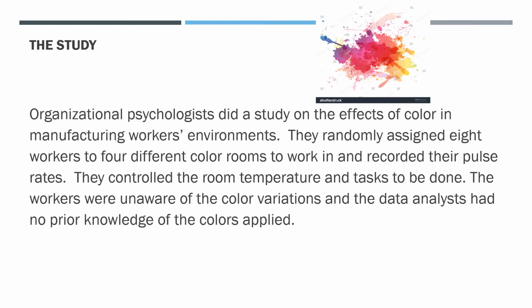In the example studied today, organizational psychologists studied the effects of color in manufacturing workers' environments. They randomly assigned 8 workers to 4 different colored rooms to work in and recorded their pulse rates. They controlled the room temperature and the tasks to be done. The workers were unaware of the color variations, and the data analyst had no prior knowledge of the colors applied.